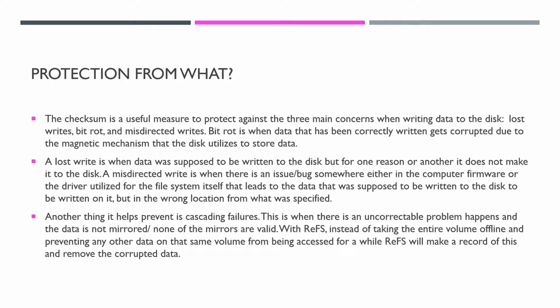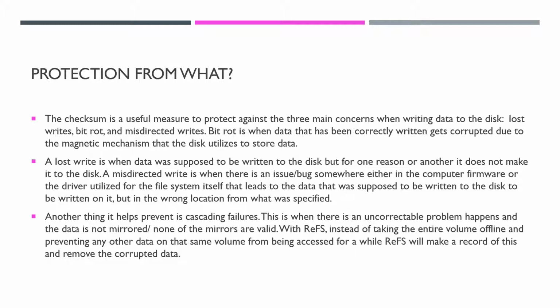So the checksum is a really useful measure to protect against the three major concerns when it comes to writing to the disk. These include bit rot, lost writes, and misdirected writes. Bit rot is essentially when the data that has been stored correctly gets corrupted due to the magnetic mechanism that the disk uses to store the data.